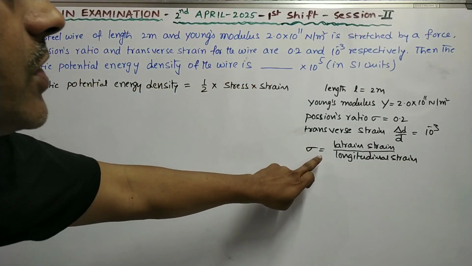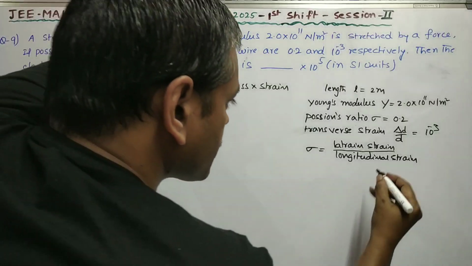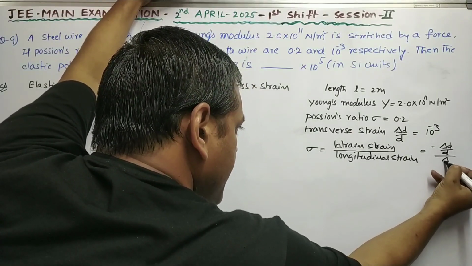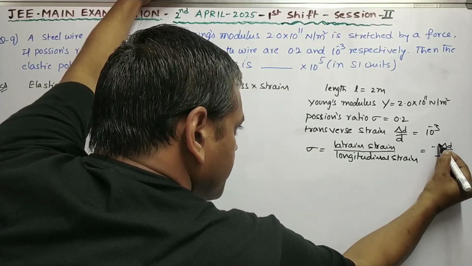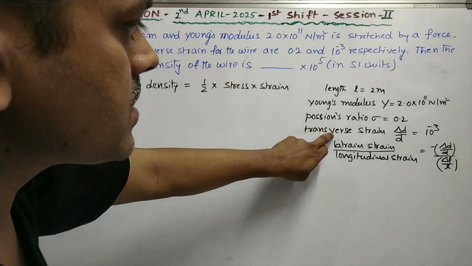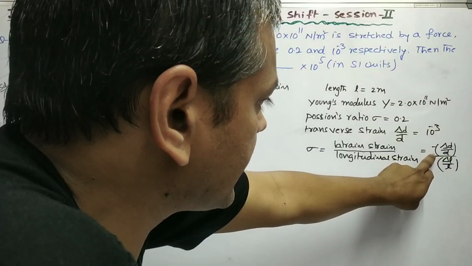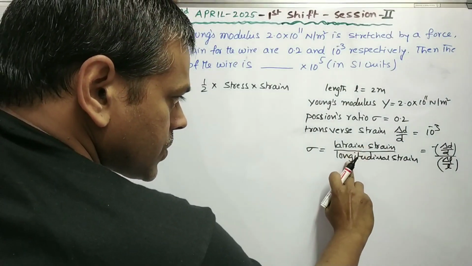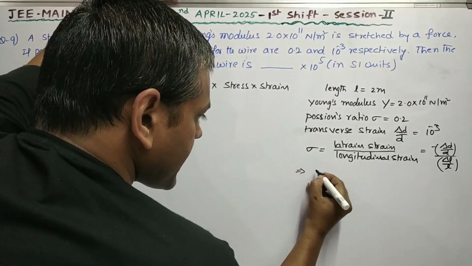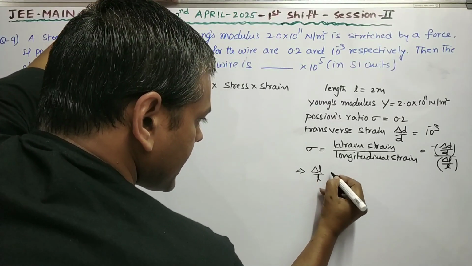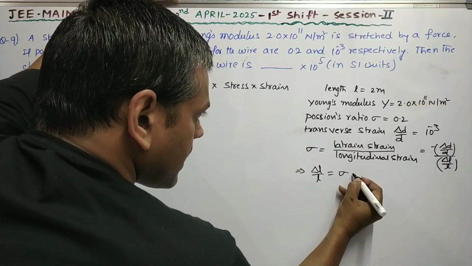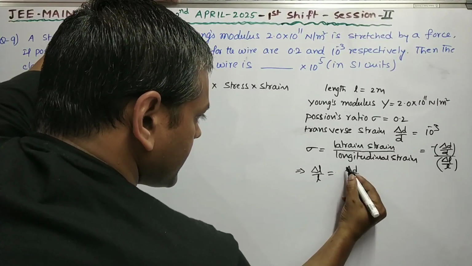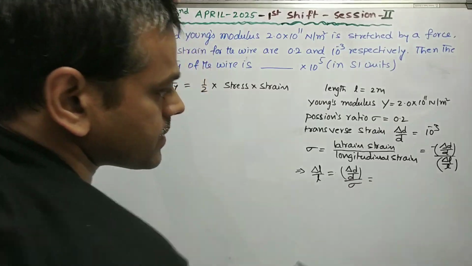This is the exact definition of Poisson's ratio, which is equal to minus (delta d by d) by (delta L by L). Here, transverse strain is nothing but lateral strain. So from this you should calculate longitudinal strain. That implies delta L by L is equal to delta d by d divided by Poisson's ratio sigma.